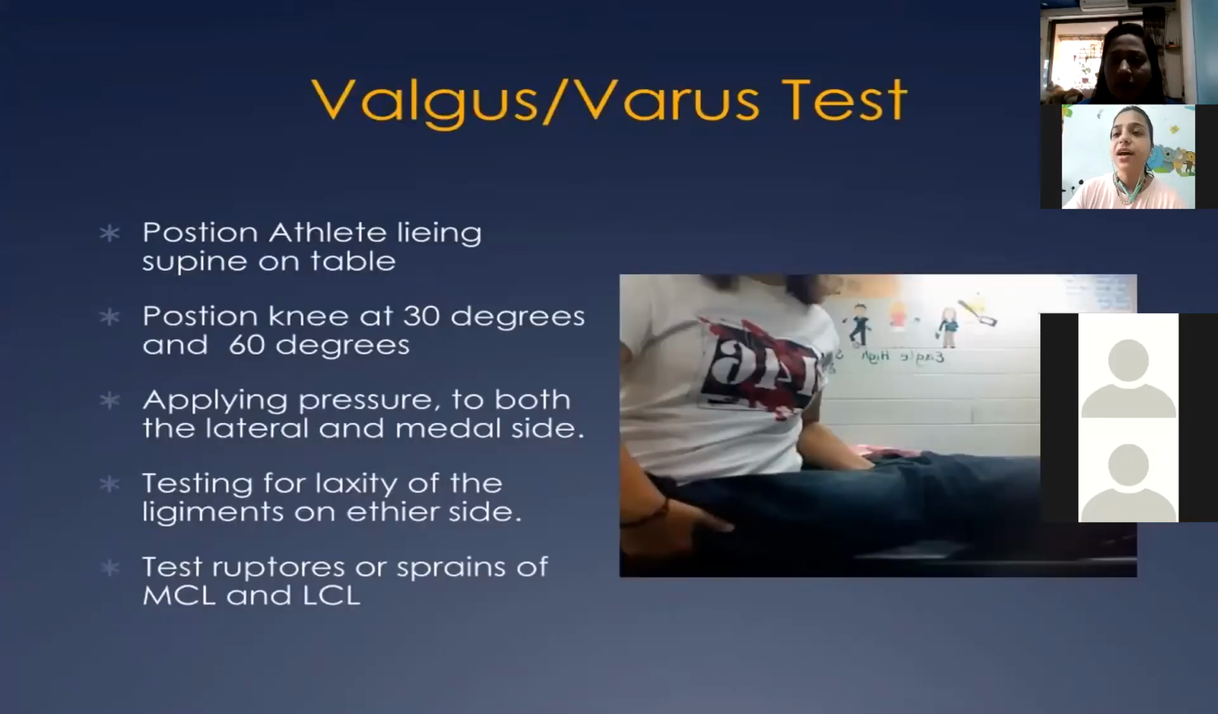Next is the valgus and varus test. In this, the patient is lying supine with 30 to 90 degrees of knee flexion. This is a very important test for checking lateral collateral ligament injury or medial collateral ligament injury. The valgus test is basically to check the medial collateral ligament at the knee joint. So in this test, ask the patient to lie supine with the knee in a fully extended position.